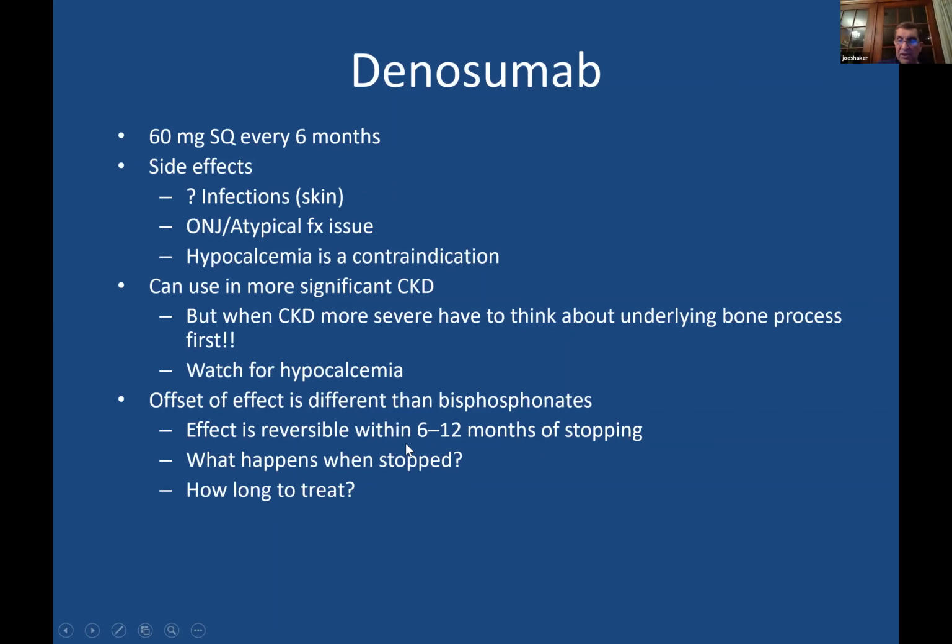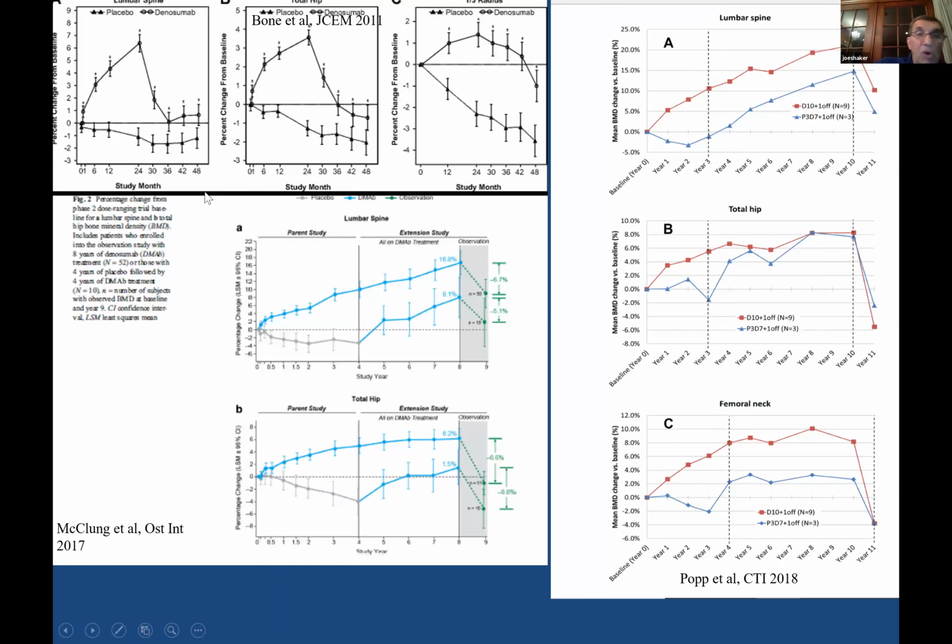So what happens when you stop it? Well, this slide shows bone density, and it doesn't matter whether you look at 2 years of treatment, 8 years of treatment, or 10 years of treatment.